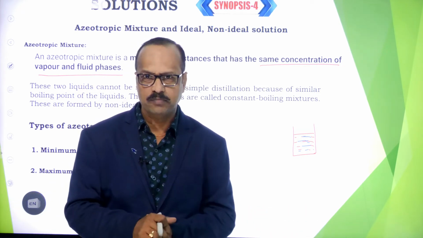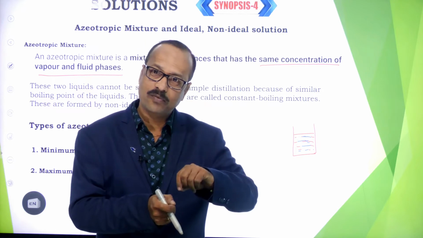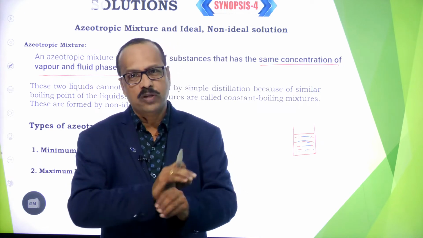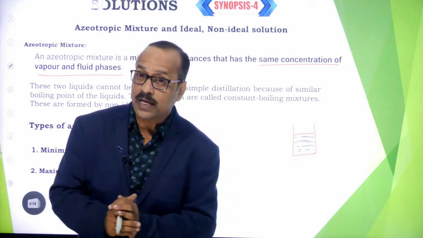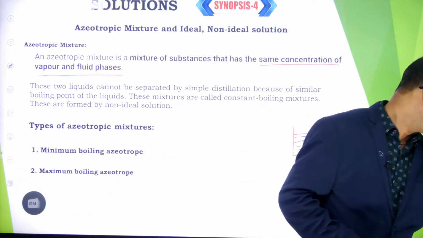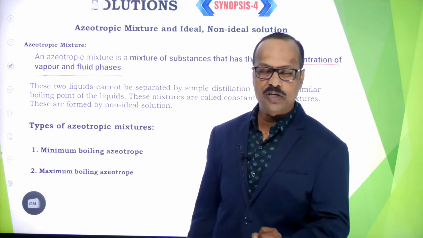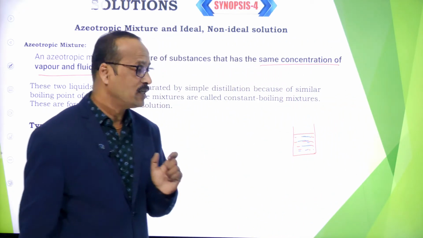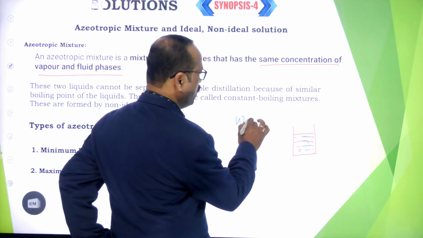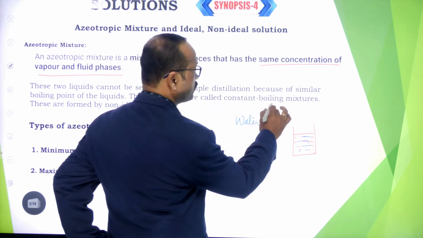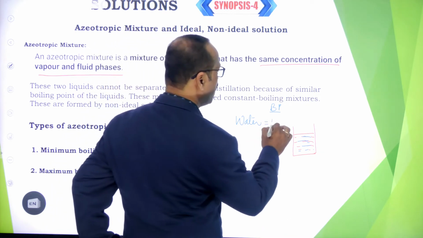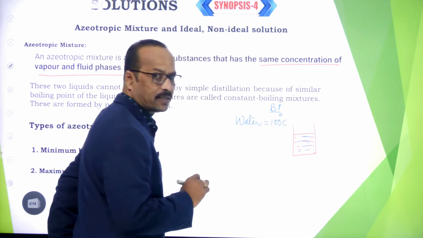Now I want to separate them. How can I separate? Can I separate with filter paper or filtration? No, because both are liquids mixed together, so I cannot separate them. I can separate them by using the process called fractional distillation. So what is fractional distillation? If I take water, what is the boiling point of water? Very good, that is 100 degrees Celsius, right?